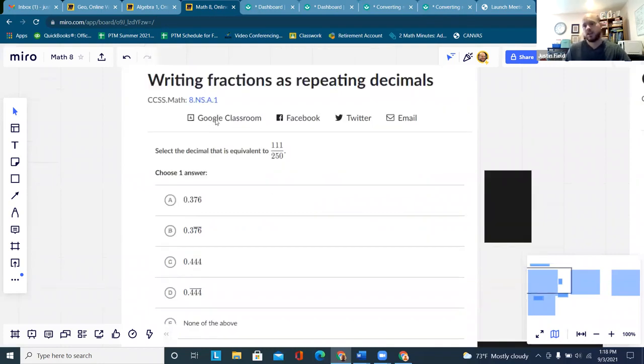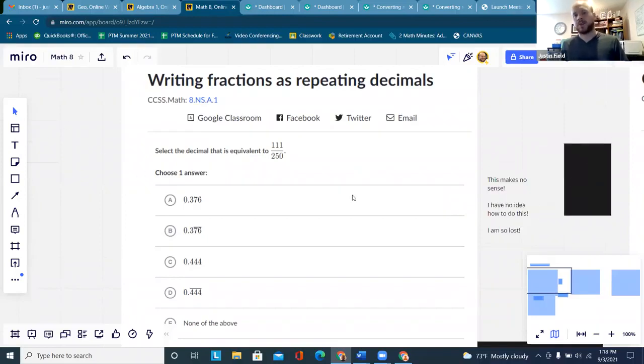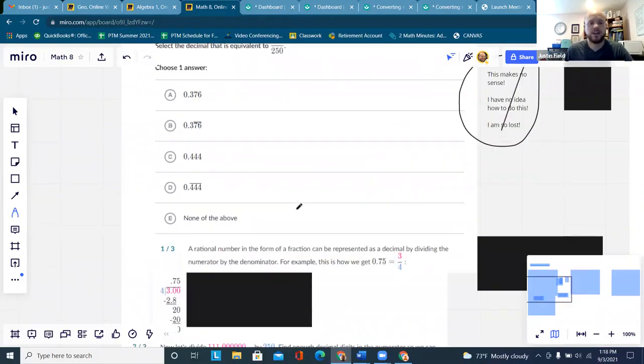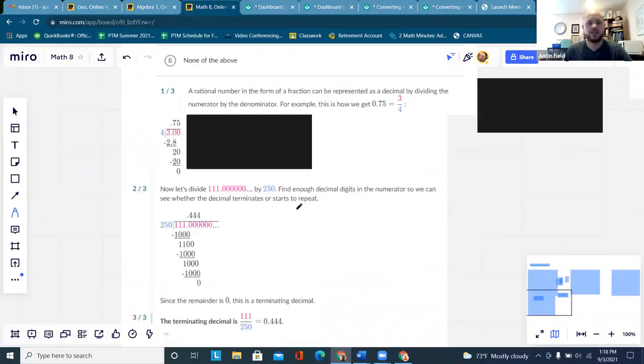The first thing is, don't freak out. This is a question that you probably don't know how to do, but here's what I don't want you to communicate to me. I don't want you to say, this makes no sense, I have no idea how to do this, I'm so lost. So go ahead and don't do that. What I do want you to do is click the Get a Hint button, and I want you to read through the hints.